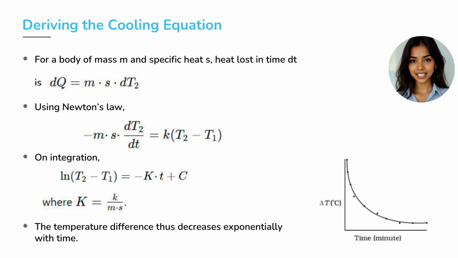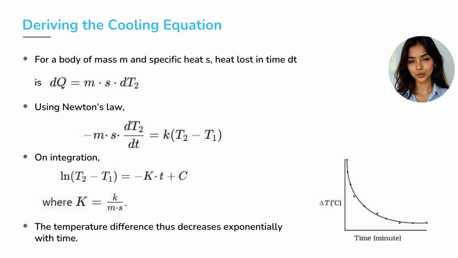If we rearrange and integrate, we get natural log of (T2 minus T1) equals negative K multiplied by t plus c, where capital K equals k divided by (m multiplied by s). This equation shows that the temperature difference decreases exponentially with time. That means it drops rapidly at first, then slows down over time.